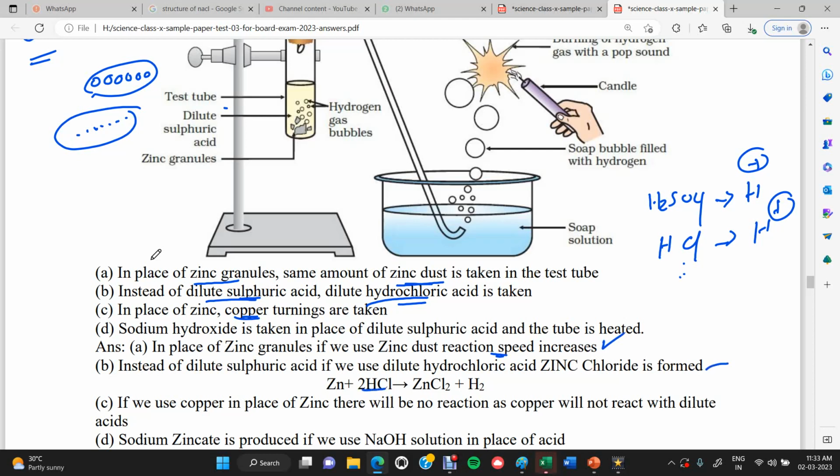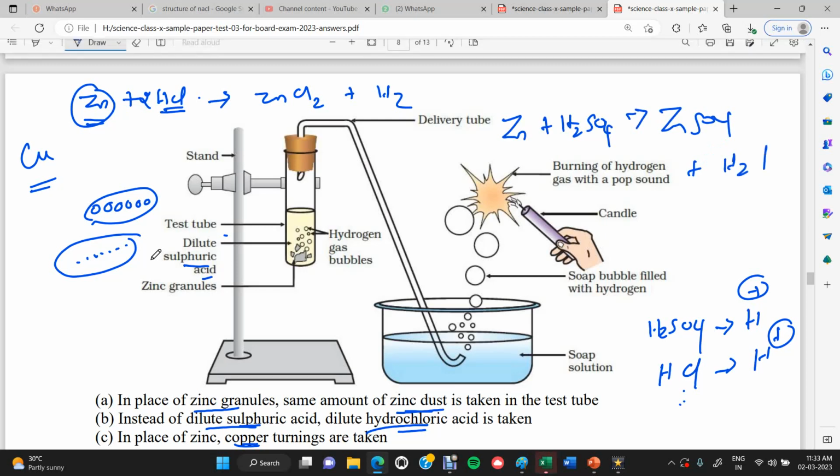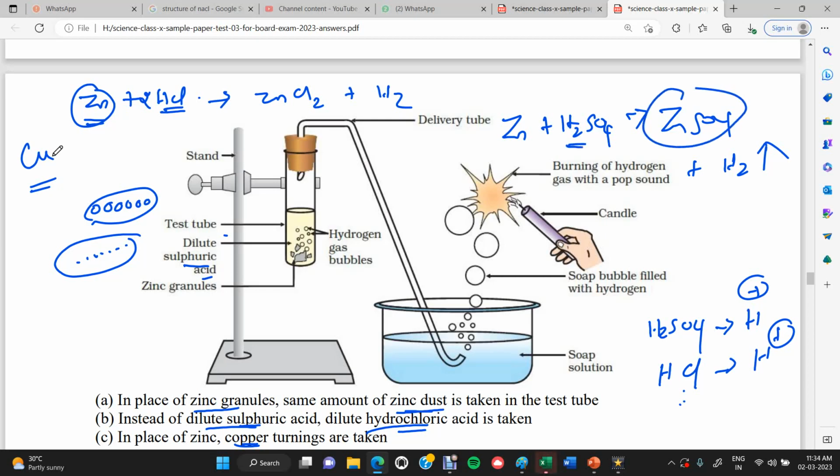I thought that I made the equation for zinc and hydrochloric acid only. Actually, they gave sulfuric acid. I thought that it's hydrochloric acid. I had made the equation for hydrochloric acid. So let us make the equation for sulfuric acid. Zn plus H2SO4 gives ZnSO4 plus H2. H2 evolves. This is the actual equation that should be written first. So if we use sulfuric acid instead of HCl, zinc sulfate is formed, whereas in the presence of HCl, zinc chloride is formed.